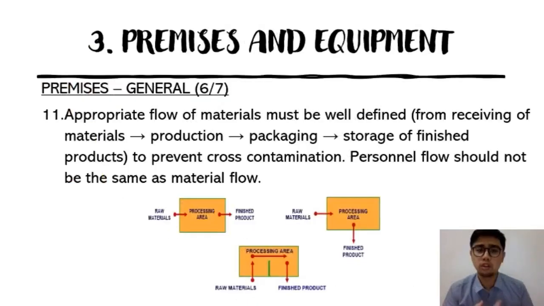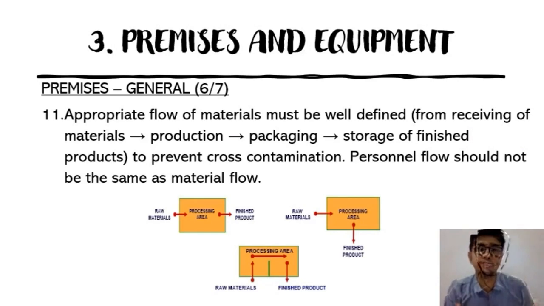GMP also addresses the flow of the personnel and materials and also the products. It must be appropriate and both flows should not overlap. As can be viewed in the image, there is a straight line flow, L flow, and U flow that can be implemented according to the applicability of the premises.